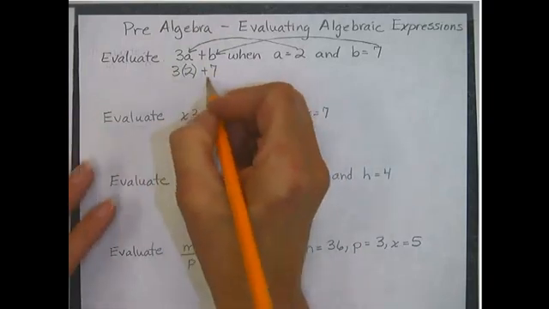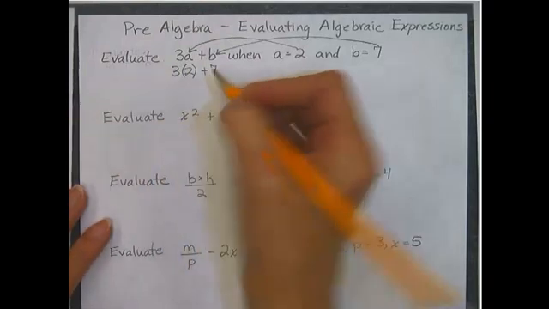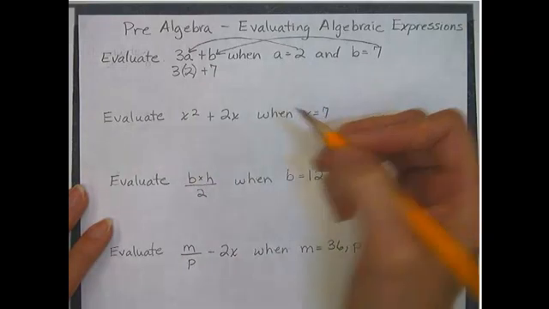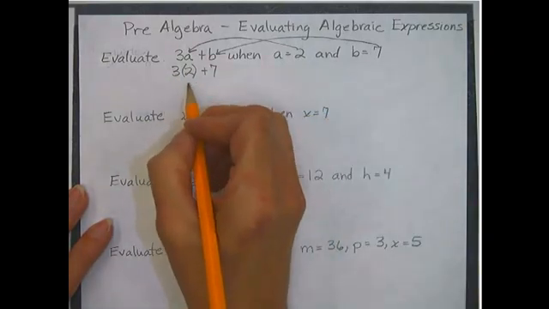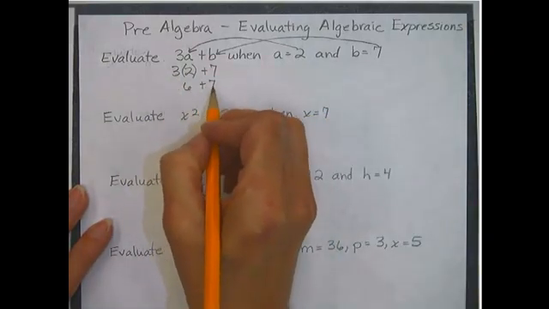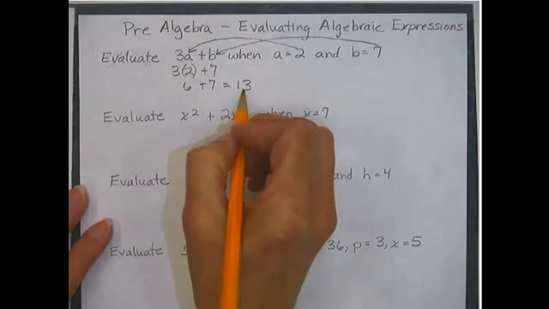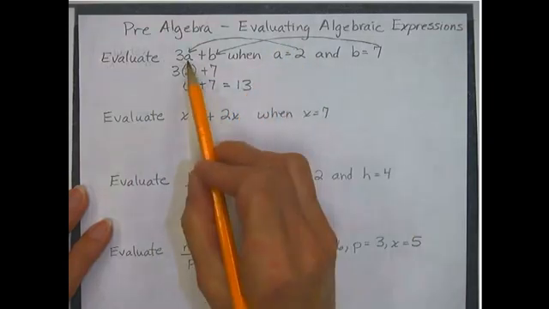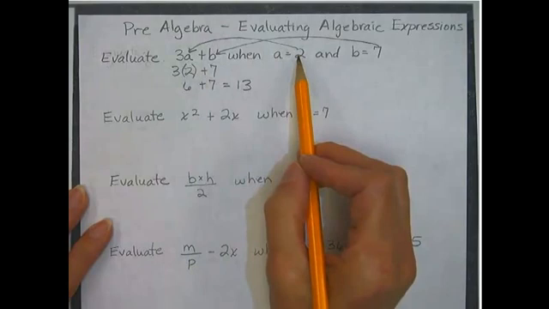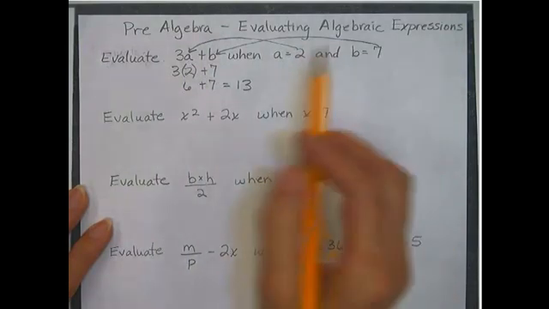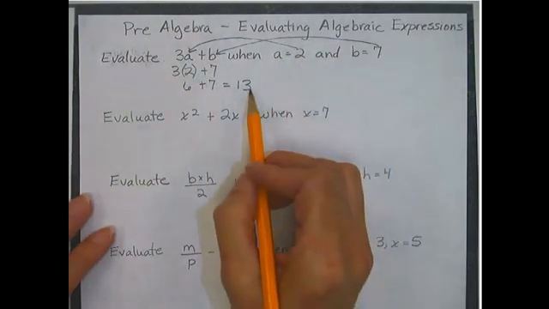So really at this stage of the game, once you've plugged everything in, you really have an order of operations problem. So 3 times 2 is going to give us 6 plus 7, which is going to give us 13. So when I evaluate this expression, 3a plus b, when a is equal to 2 and b is equal to 7, it evaluates as 13.